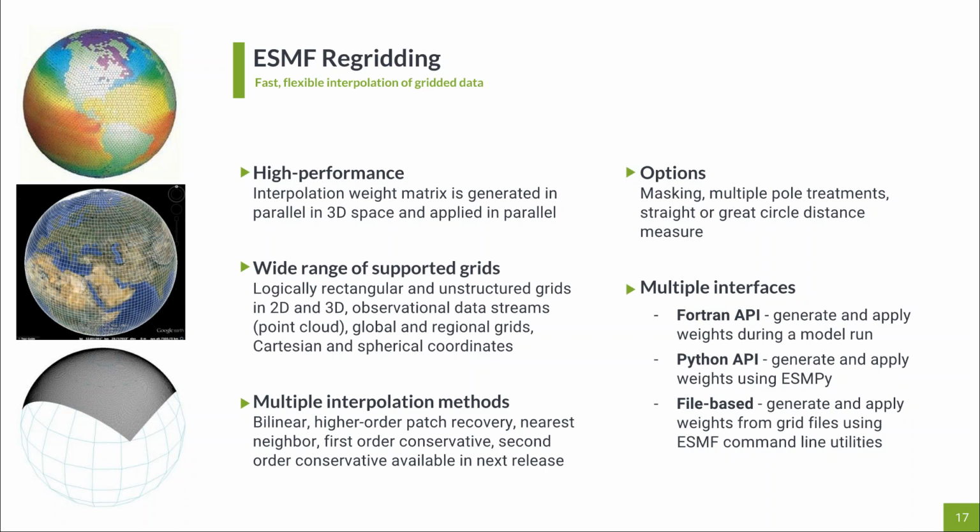So how do you actually use the regridding? There are three ways. Online, during a model run, we have the Fortran API. Offline, you can use either Python to generate the weights and apply the weights, or a few file-based command line utilities that we have that operate over netCDF files.